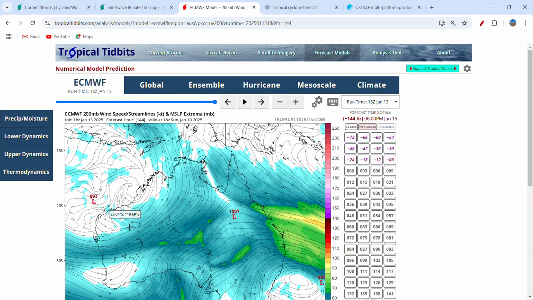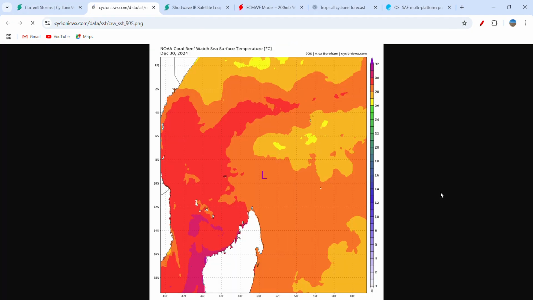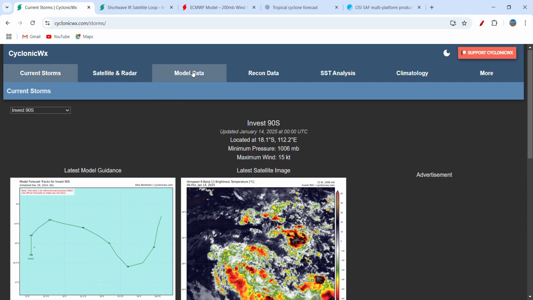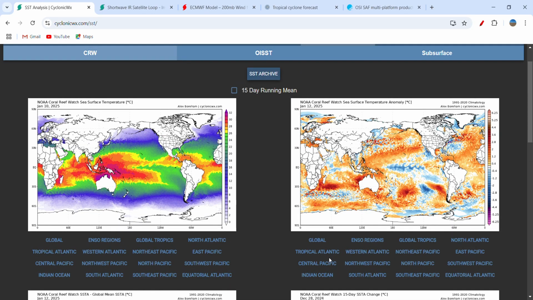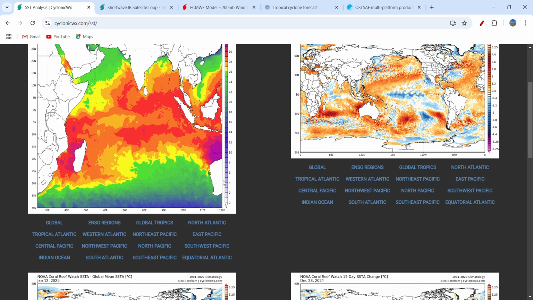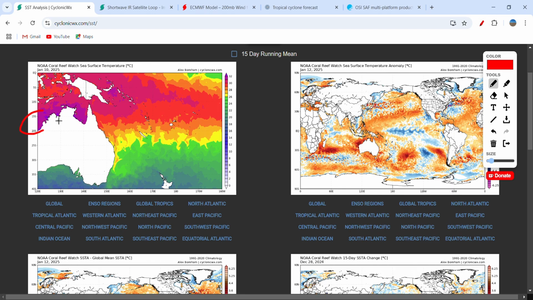Obviously, I should not need to note again. In fact, I might go look into it actually. That's the different 90S that I should not be looking at. Perhaps Cyclonic Weather is not updated. But let's look at the SST analysis here. I don't think they have an area for the Indian Ocean. Might have it. You'll barely be able to see it. I think the Southwest Pacific has a better view. Yeah, there you go. Right, so this does extend further that way.